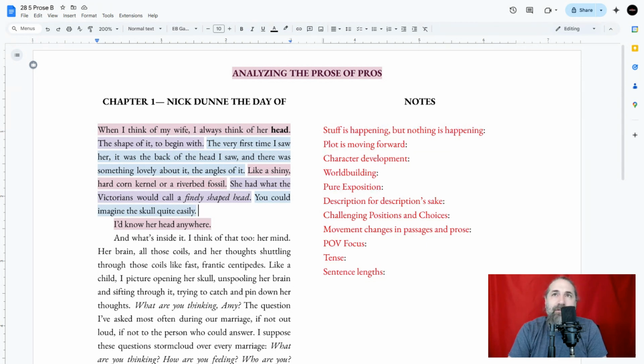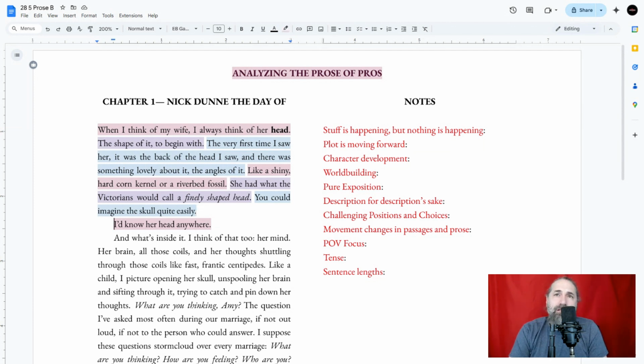When I think of my wife, I always think of her head, the shape of it to begin with. The very first time I saw her, it was the back of the head I saw, and there was something lovely about it, the angles of it, like a shiny, hard corn kernel or a riverbed fossil. She had what the Victorians would call a finely shaped head. You can imagine the skull quite easily. I'd know her head anywhere.